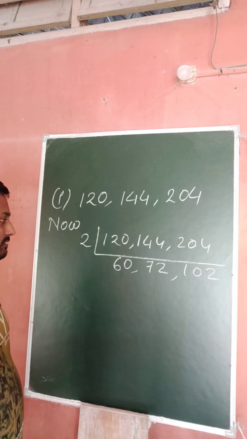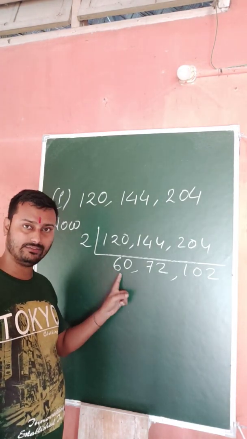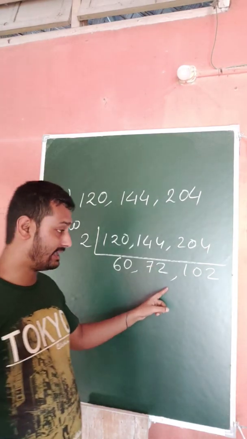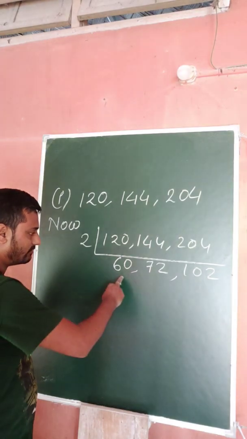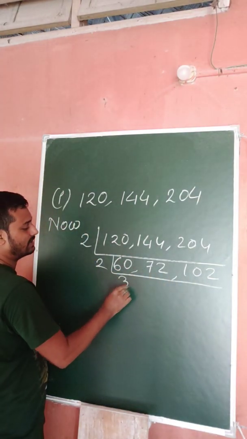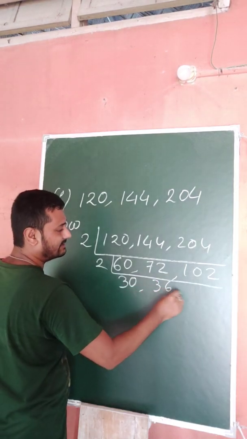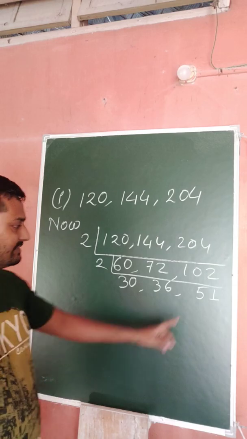Okay, so now again look at the numbers. The last unit place digit is 0, that means an even number. Unit place digit is 2, again even number. Again unit place digit is 2, again even number. That means all the three numbers will be divisible by 2. So let us divide by 2. So 30, it becomes 36 and it becomes 51.